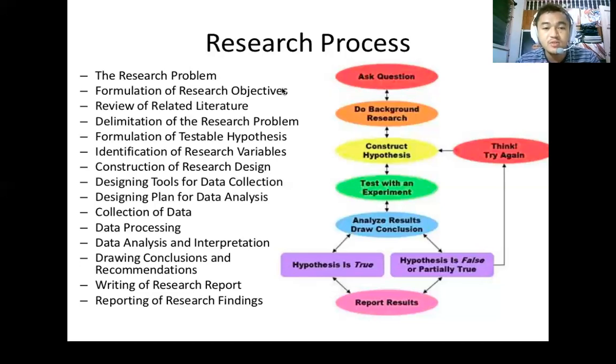We also have the construction of the research design. When we speak of the research design, this is where the readers will see how you gather your data. What is your way of getting the information and gathering the data? And the methodology of the research will be found in Chapter 2. Okay, that is where you could see the research design and the designing of tools for data collection. What is your instrument or means of getting the information?